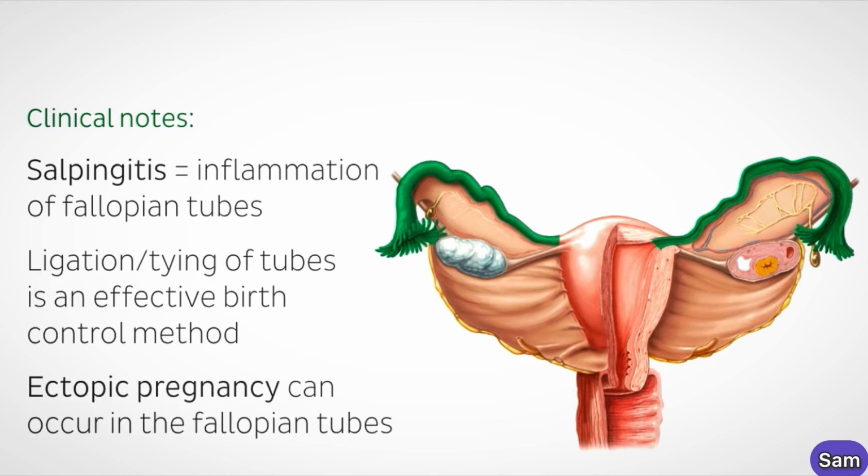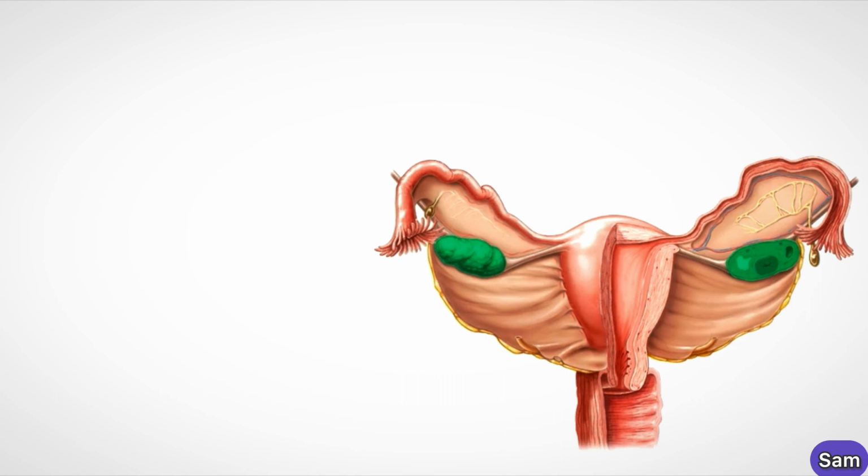An ectopic tubal pregnancy occurs when a fertilized ovum implants in the mucosa of the fallopian tubes, which can occur if the fallopian tubes are obstructed. It's best if ectopic tubal pregnancies are detected early, as if not, they can result in the rupture of the fallopian tube and commonly an emergency surgery. So now let's move on and have a look at the ovaries.